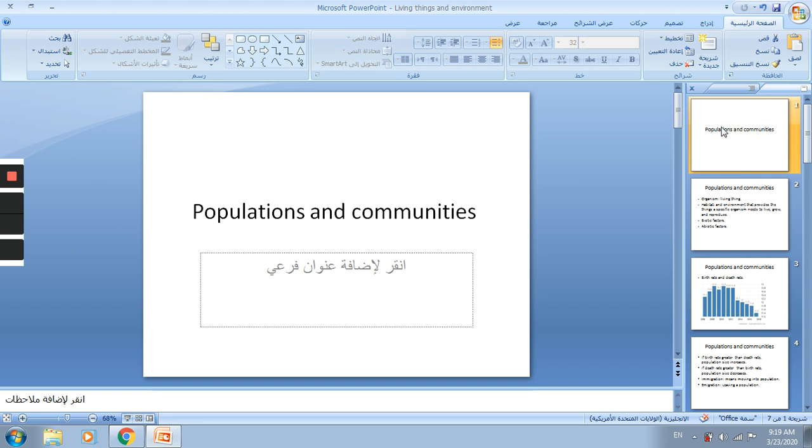So we've finished with the previous parts. We talked about planets and space. So today we're going to talk about ecology and the environment. Let's get started with chapter 1, populations and communities.